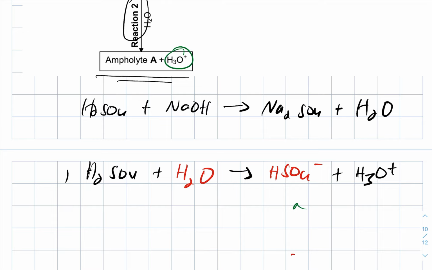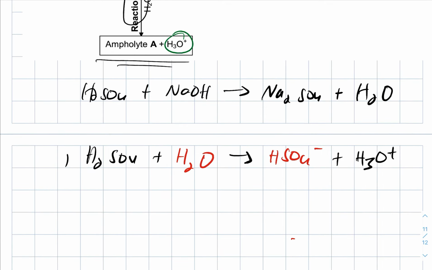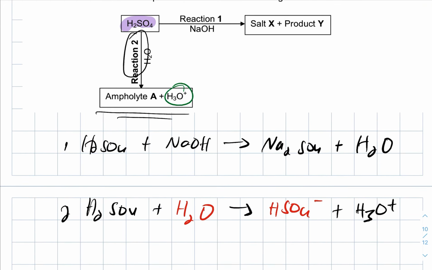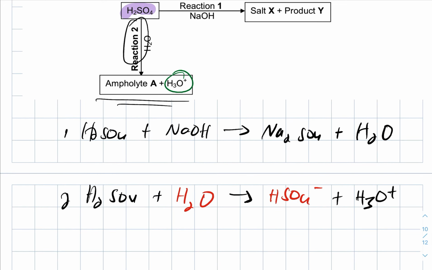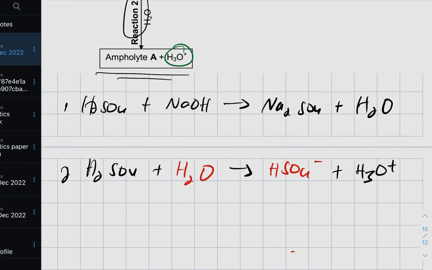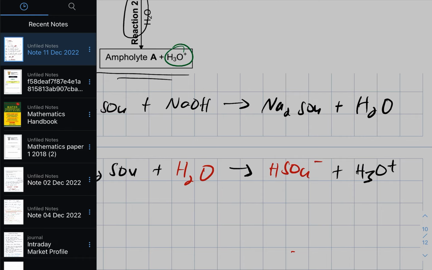Alright. Now that's reaction 1 and reaction 2. So this is reaction 1, this is reaction 2. Don't confuse them with the ones that I did. Those are two types of reaction, or two stages of reaction, with water. Sulfuric acid actually is dissolved in water. Now let's go ahead and take a look at the questions.